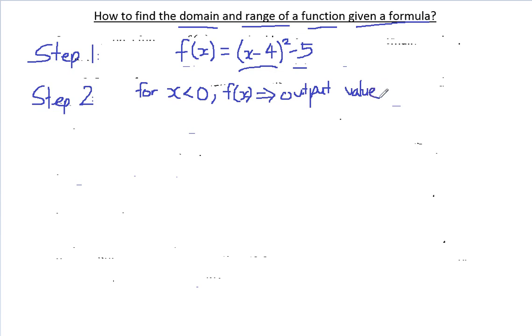And also for x more than or equal to 0, let's substitute x equals 0, you'll get the output value here also, because 16 plus minus 5 equals 11. And also for more than 0, let's say 5. So 5 minus 4 equals 1. 1 squared equals 1. 1 minus 5 equals -4. So no matter what values you put in, you can see that f(x) will also give an output value no matter what values you put in for this and this.